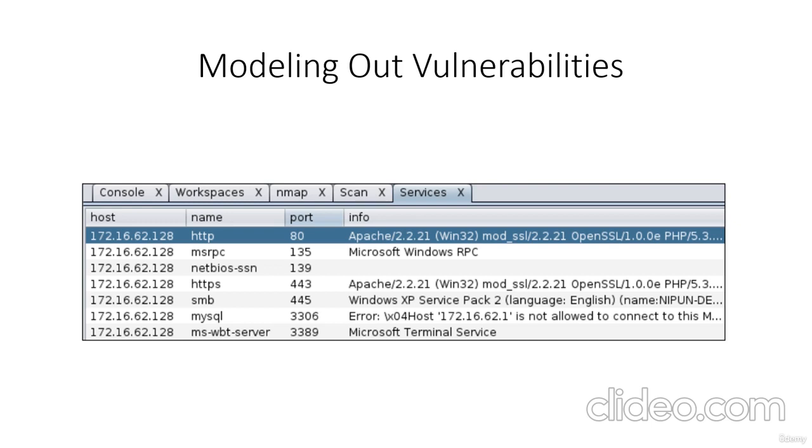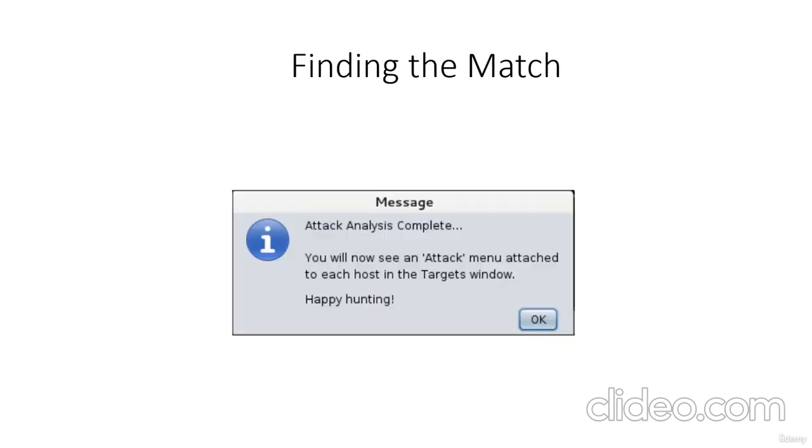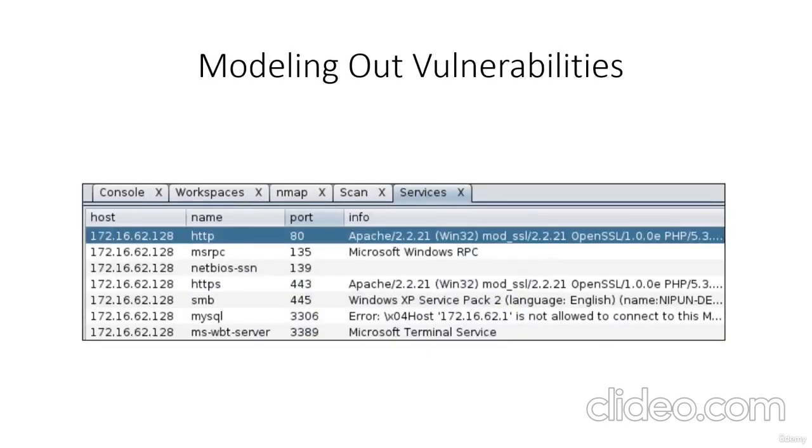So we can find the matching exploit for a target by selecting a host, then browsing the Attacks tab and clicking Find Attacks. The Find Attacks option will match the exploit database against the services that are running on the target host. As you can see, lots of services are running.